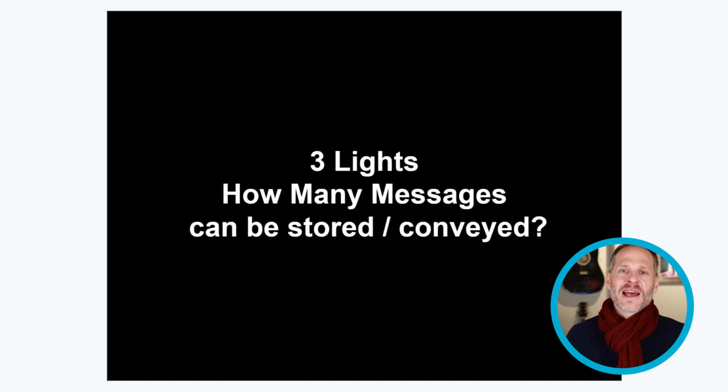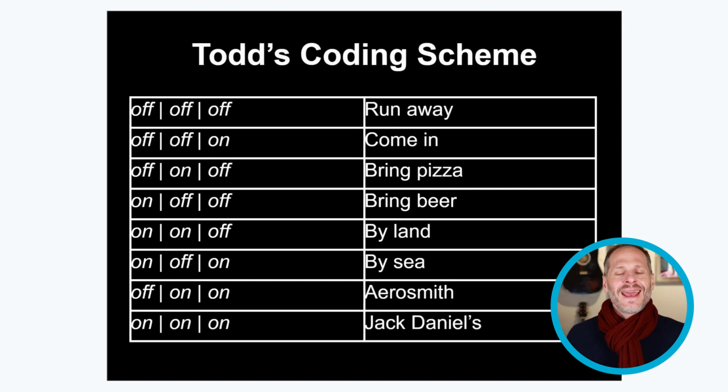And if we had 3 lights, how many messages could we store and convey? If we had 3 lights on our porch, 3 switches that could be in different configurations of on and off, how many messages could be conveyed? That's 8. Right? That's 8. And so we could have this combination of off, off, off, or on, or any combination, these 8 combinations of ons and offs, and then we could create a bigger coding scheme, right?